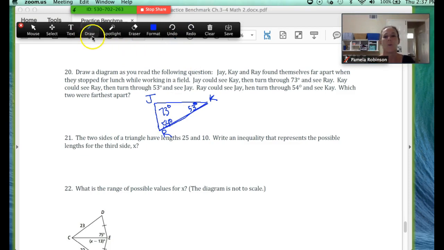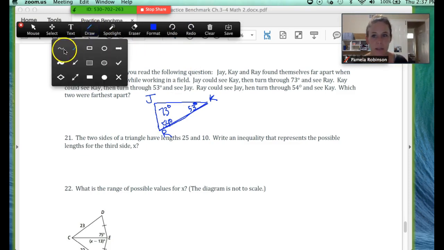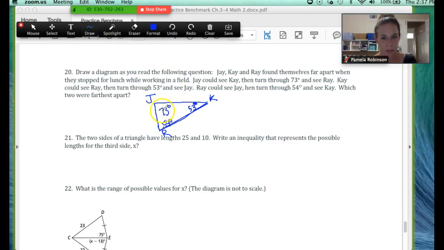So, which side is the longest side? Well, across 73 would be the longest side. Across 54 would be second, and across 53 would be smallest. So across 73, we're going to say RK is the longest side. So which two are furthest apart? R and K. R plus K, they don't like each other.